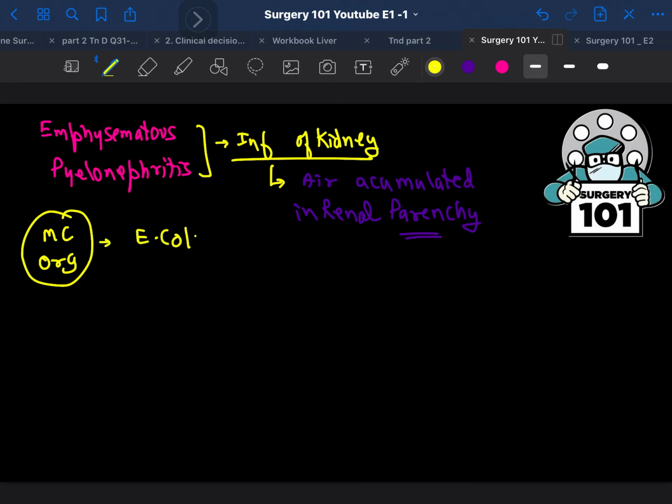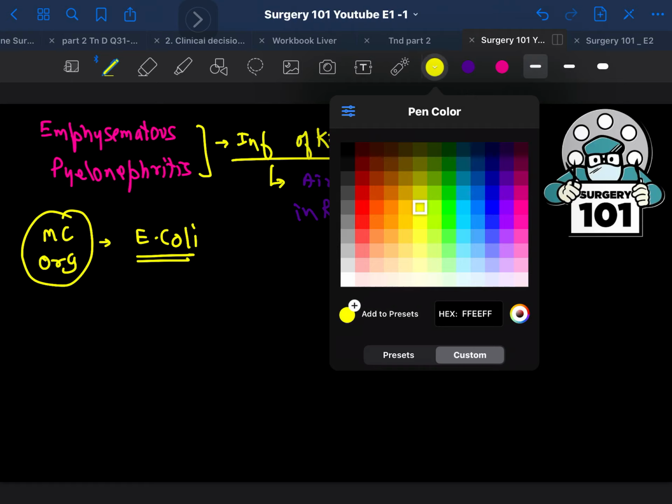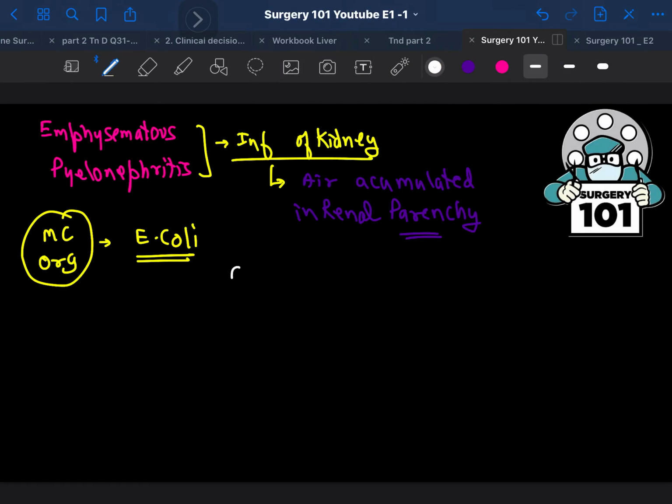It is E. coli. Okay, it is E. coli. Now, how will the patient present to you? What will be the clinical features? So yes, the patient is going to have all the features of a UTI, like fever, increased frequency, burning micturition, all those things. But along with this, the characteristic thing which they will be having is pneumaturia. Okay, there will be pneumaturia.